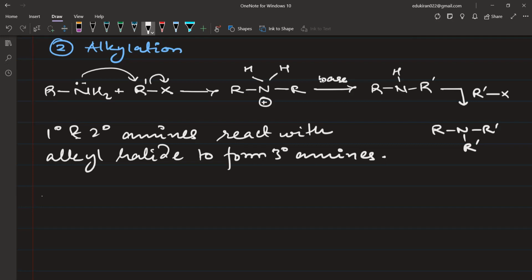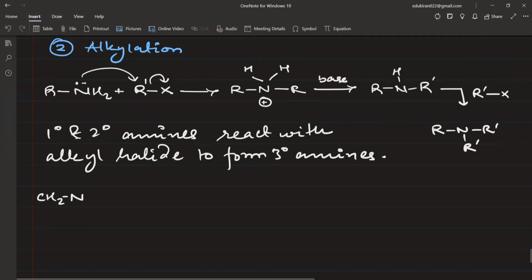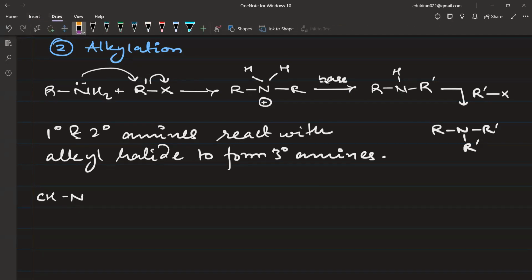देखिए एक एग्जांपल देखिए. We have CH3NH2, methane amine. We will react this with bromoethane, CH3CH2Br. Okay, ethyl bromide. So this nitrogen atom here, it will attack this carbon atom.